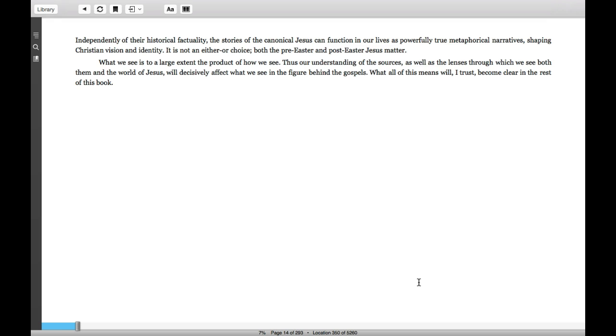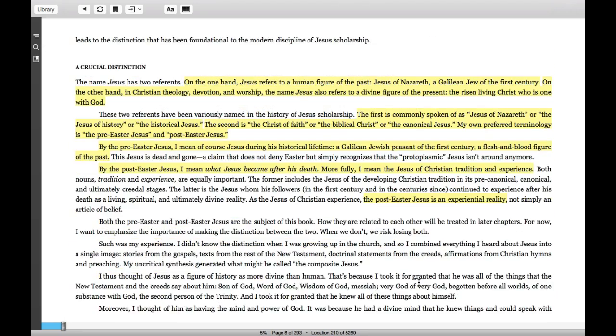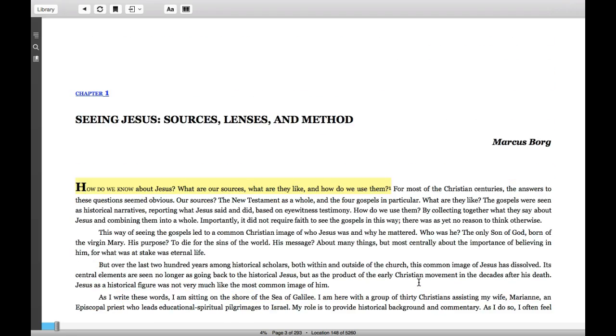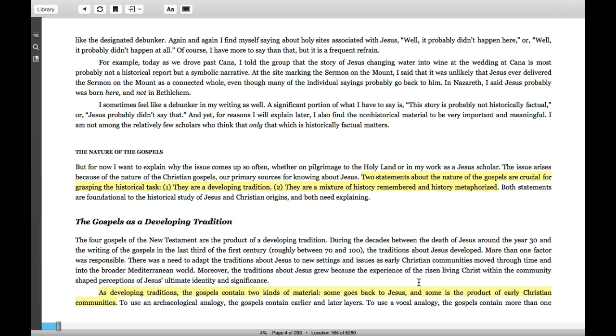So let's go back through this one really, really quickly. What is the essential question? The essential question, how do we know Jesus? What's his thesis? We know about Jesus through the Gospels, which are a product of the developing tradition, and they include both history remembered and history metaphorized. Again, this is how he's making his argument.